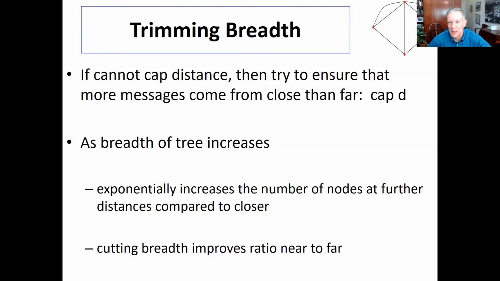But if for some reason I can't see that, I can't see into it, and I don't want to cap the tree, then instead I can also cap the breadth. And that's something that's easier to do for the platforms. And so let's talk through the breadth capping. And so instead I'm going to cap how many people you can forward things to. And as the breadth of the tree increases, you get exponentially more nodes at further distances compared to up close. And so cutting the breadth also improves the ratio of near to far and the signal to noise ratio.